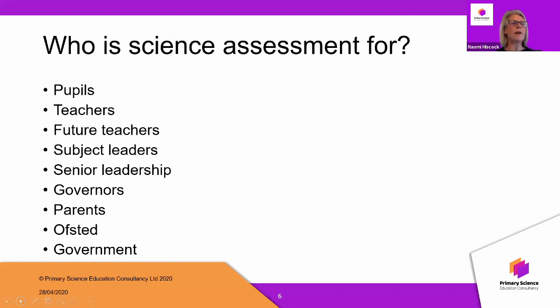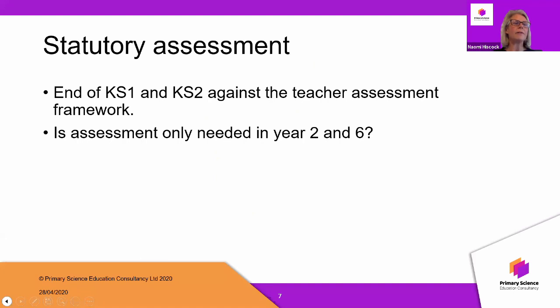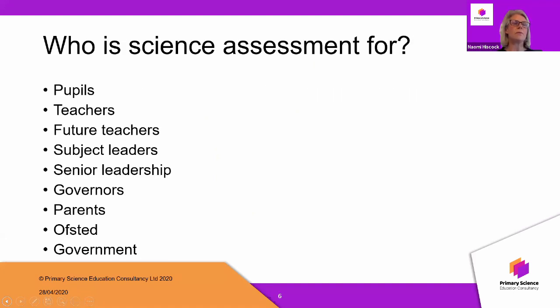So these are the people that I picked out, and I think you've covered all of these. Who is it for? Pupils, teachers, their future teachers, subject leaders, senior leaders, governors, parents, Ofsted, government. So all these people are really important. But what we need to think about is who is it the most important for? And I think it is those pupils, the teachers and their future teachers. That's where science is going to make the biggest impact.